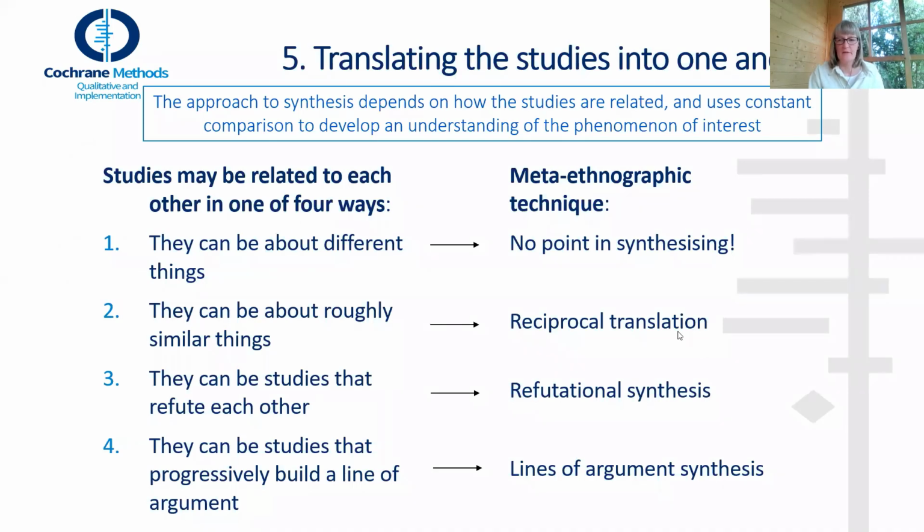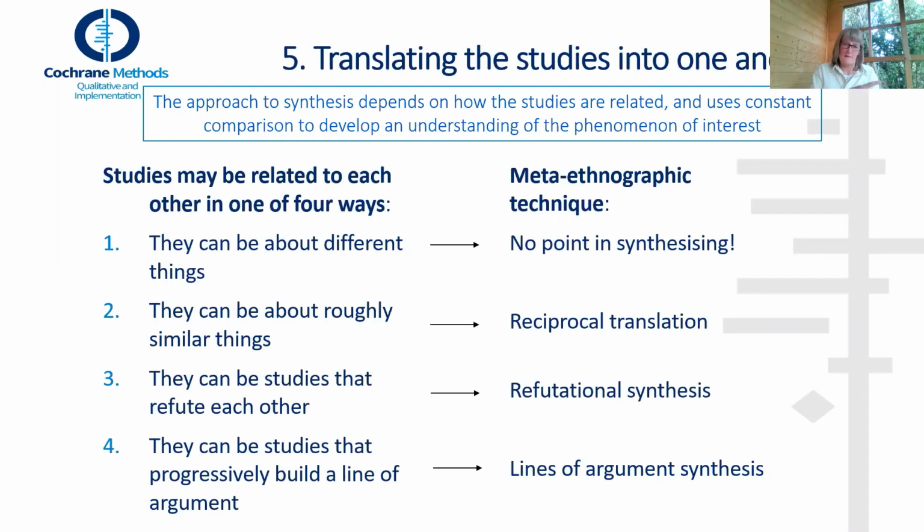So there are three different ways of translating the studies into one another. And this is where the language of meta-ethnography can get a little bit tricky. So what do we mean by translating the studies into one another, and how does that differ from a thematic synthesis?